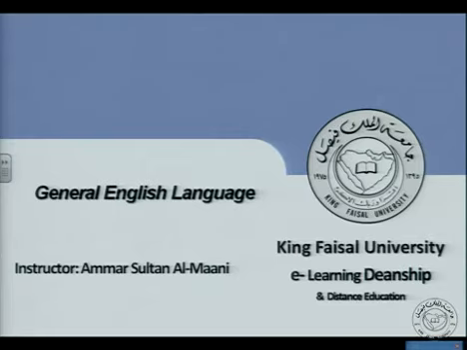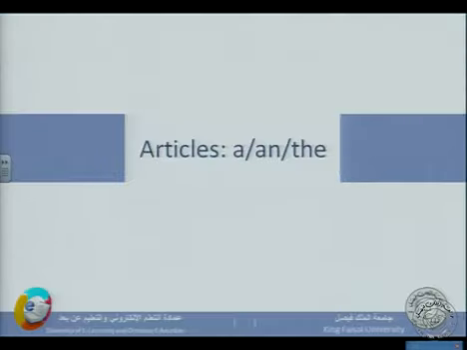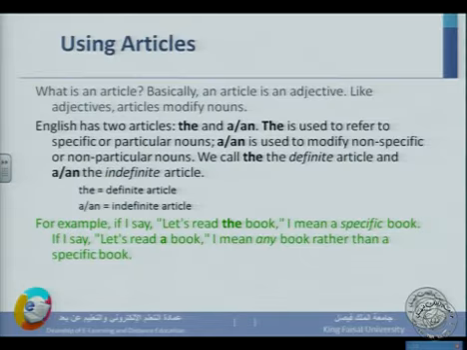Welcome to your 13th class, and today we're going to discuss articles, the use of articles. What is an article? What does it mean? Basically, an article is an adjective, like adjectives. Articles modify nouns. So an article basically is an adjective because it modifies nouns. English has two articles, the and a, an.